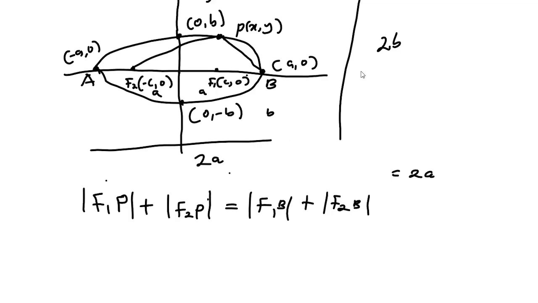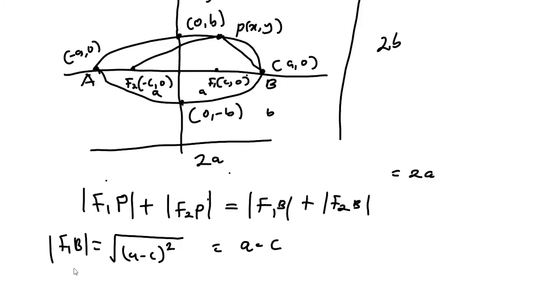Now the distance between this point and F1B will be equal to the square root of A minus C all squared. So we have F1 here, then the B here, we have A minus C. Then we have 0 minus 0, so I'm still getting this here. And this is going to give us A minus C. That's for the F1B.